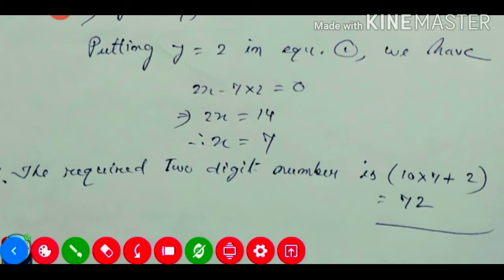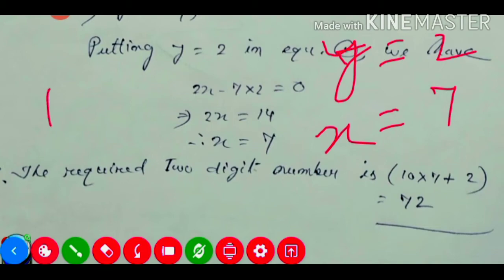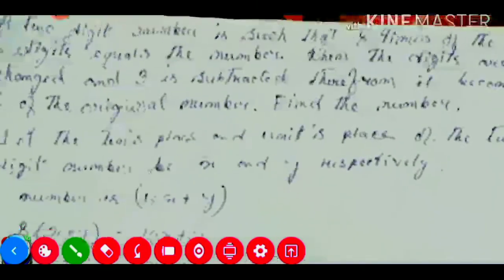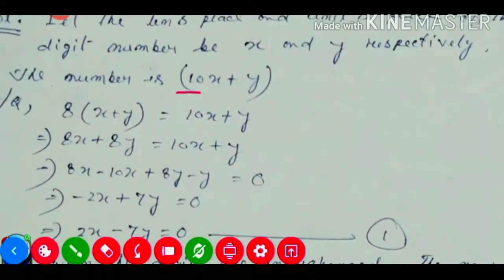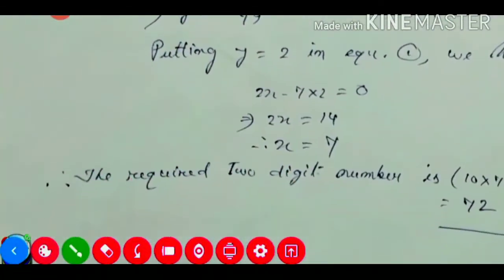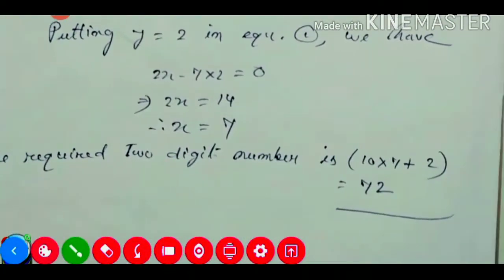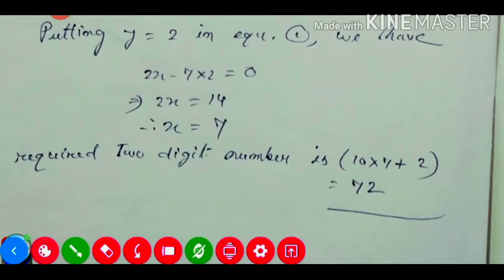Therefore the required number will be, because the unit place, that means y, is equal to 2. And the x value, that means the ten's place, we got 7. So the original number was 10x plus y. First of all, we had the original number, this one. This number is 10x plus y. So 10 into the x value we got, 7. So we will write here 10 into 7 plus our y value 2. So 7 into 10 is 70 plus 2 is 72. So the required number is 72.